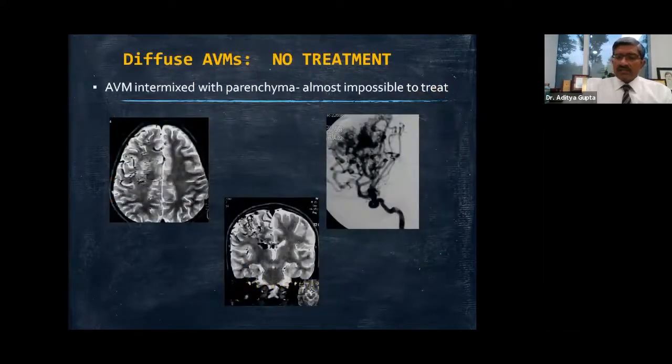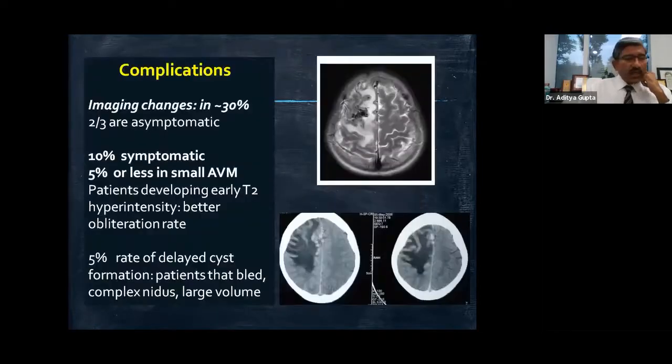Now, this slide is to say that not all AVMs merit treatment. This is one example of what you call a diffuse AVM, in which there is normal brain parenchyma between the AVMs, as you can see here on the MRI. And these kinds of AVMs may not really merit any particular treatment.